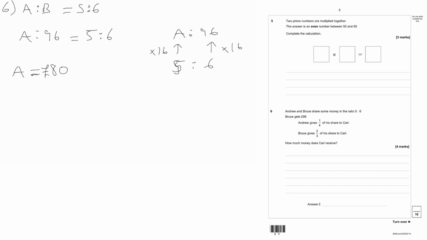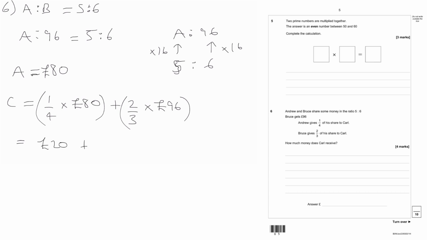The last thing we're told is that Carl has a quarter of Andrew's money. So we have a quarter times £80. And he's also given 2/3 of Bruce's money, 2/3 times £96. Working this out, a quarter of 80 is £20. And then 2/3 of 96, if we divide 96 by 3, we get 32. 32 times 2 is 64. So this is £64. Adding these together, we find out that Carl has £84.